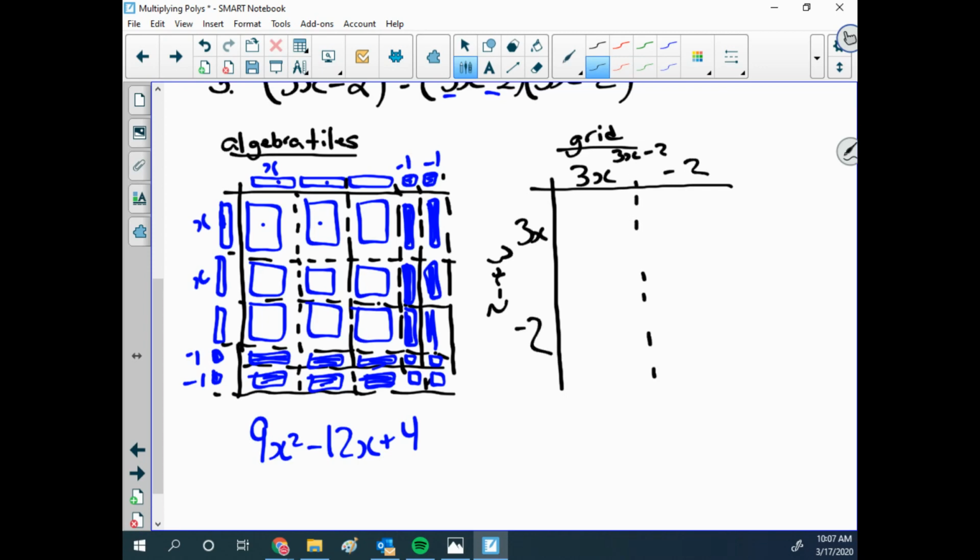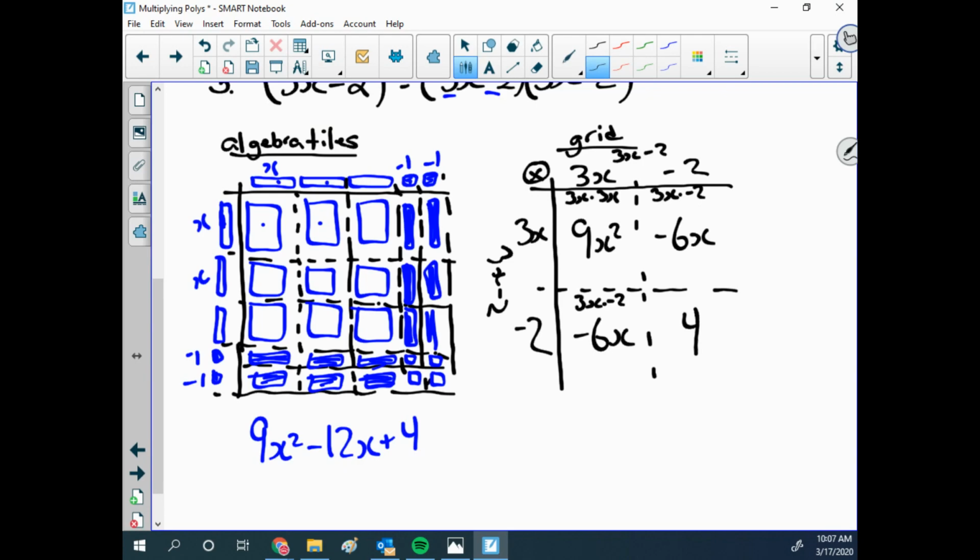Now, once I put my partitions here, I'm really just multiplying each term by every other term. So when I look at this square right here, this is like saying, well, what's 3x times 3x? And we should know that that's 9x squared. And then same thing in the other subsequent boxes. So 3x times -2 is -6x. In this one, 3x times -2 is -6x. And -2 times -2 is 4.